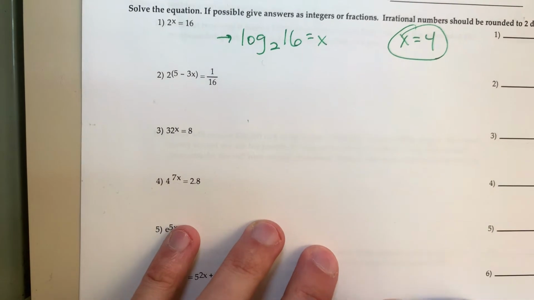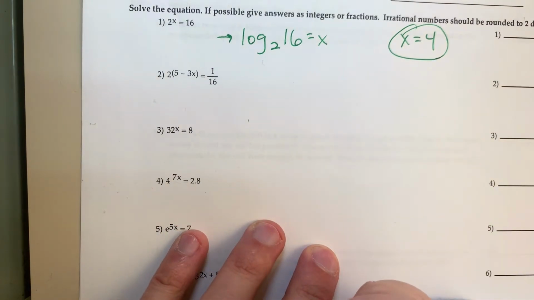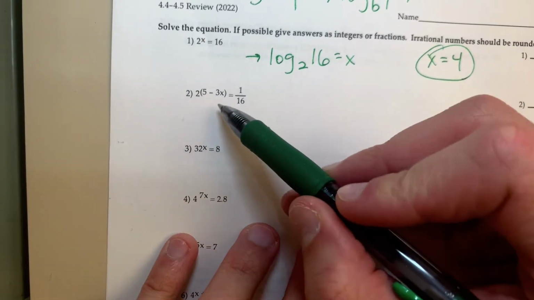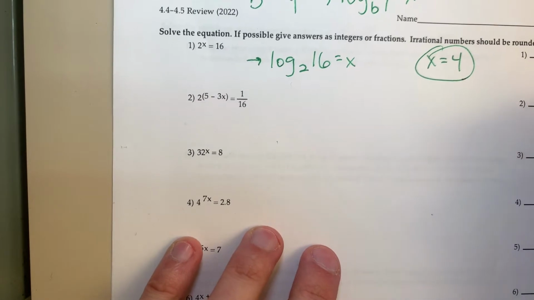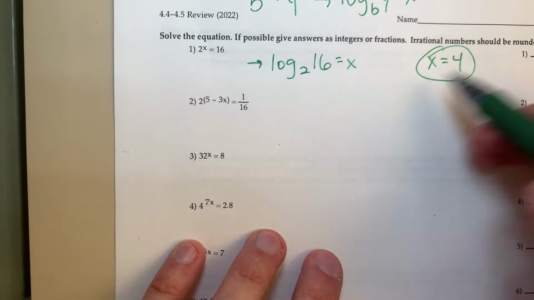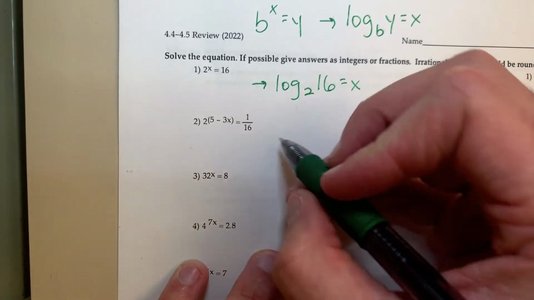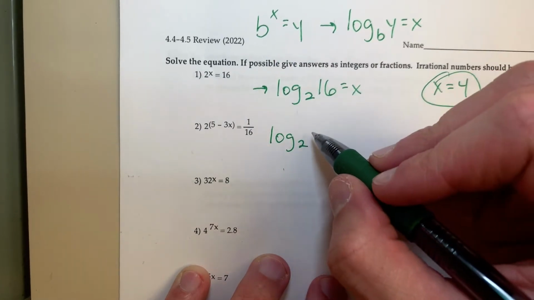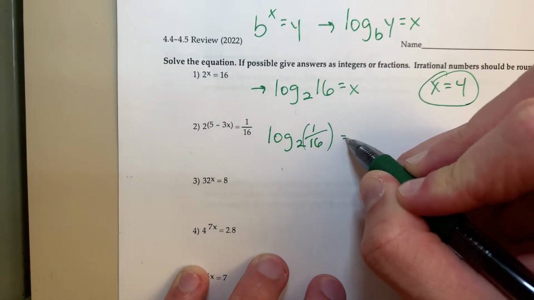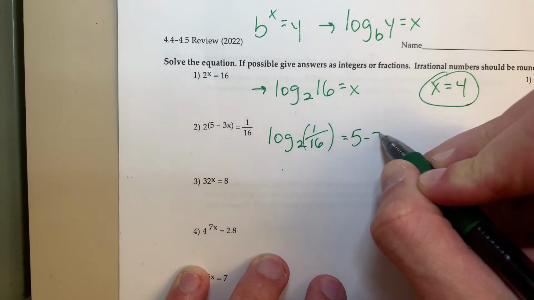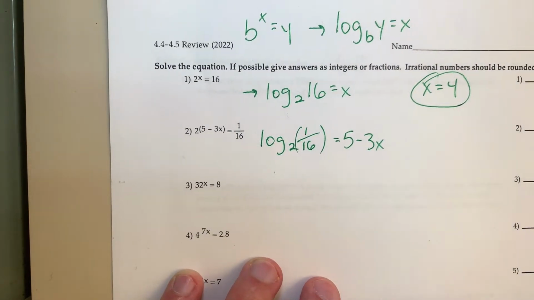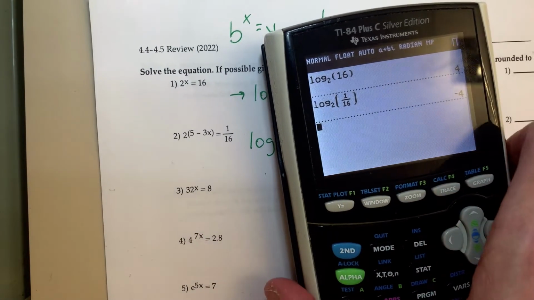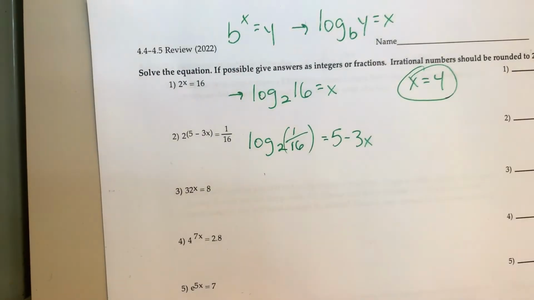All right, number 2. 2 to the 5 minus 3x power, again kind of hard to tell that that's an exponent, but that is what it is, equals 1/16. It's more complicated because my exponent has this whole expression in there instead of just a single x. But I can still convert this to a logarithm, just like I did for the first one. So I can go log base 2, that's my base, of 1/16 equals that expression, my exponent, 5 minus 3x. I need to evaluate this logarithm, so that would equal -4. -4 is the exponent to raise 2 to get 1/16 as an answer.